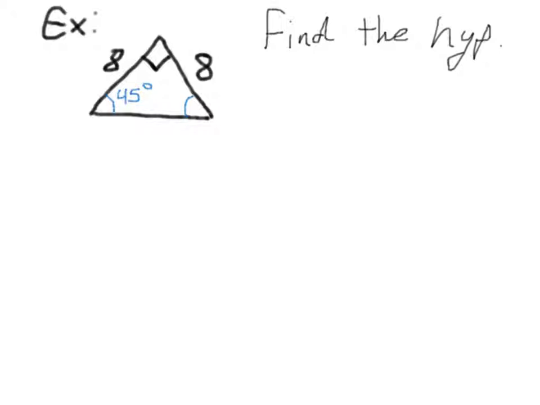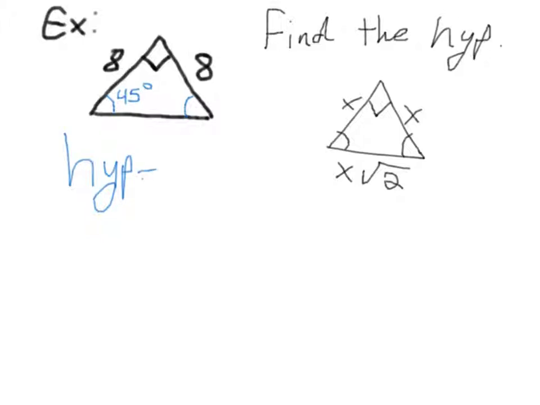Okay, so my theorem says something like this. If I give you a 45, 45, 90 triangle, and I call both sides x, then the hypotenuse is x times the square root of 2. So in this problem, 8 is my x, right? So the hypotenuse equals 8 times the square root of 2.